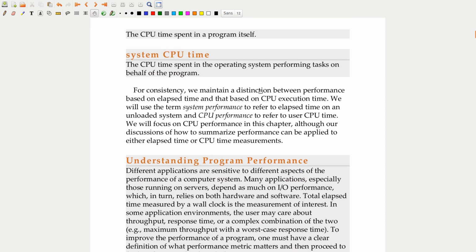For consistency, we maintain a distinction between performance based on elapsed time and that based on CPU execution time. We will use the term system performance to refer to elapsed time on an unloaded system, and CPU performance to refer to user CPU time. We will focus on CPU performance in this chapter, although our discussion of how to summarize performance can be applied to either. So we're basically saying that either way we can calculate similar numbers, but it's important that we strictly define what we're saying so there isn't confusion.